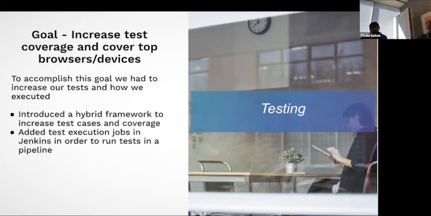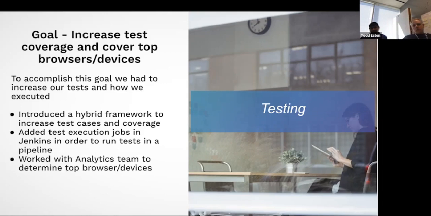We added test execution jobs in Jenkins to make it easier to run the tests, so then we didn't have to call in a special group. The people that were dealing with either the squad testing or the release boss could just execute right in Jenkins. We also worked with our analytics team to determine the top browsers and devices, so we made sure that we were hitting the right ones and that we got the right coverage that we were looking for.